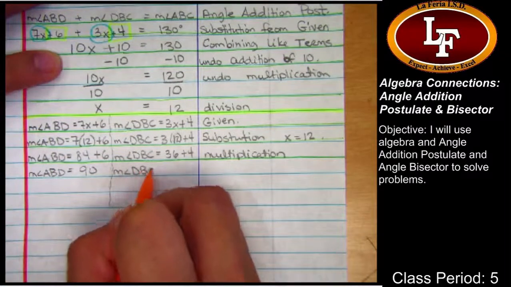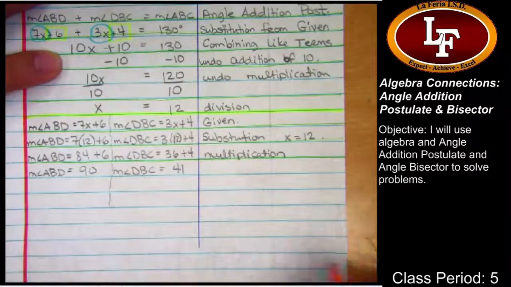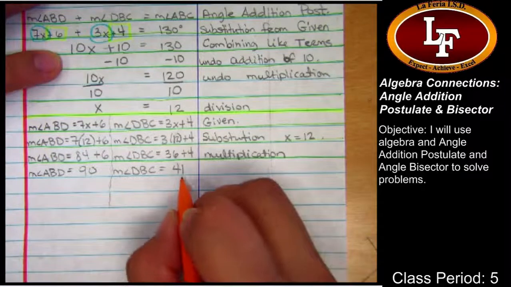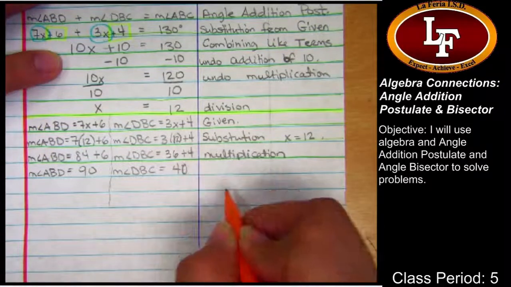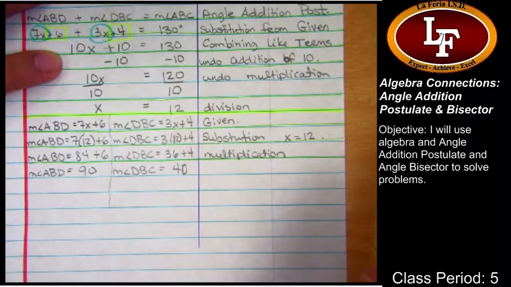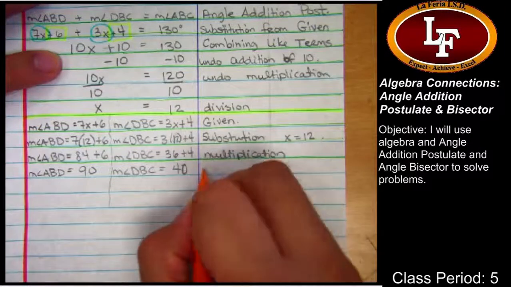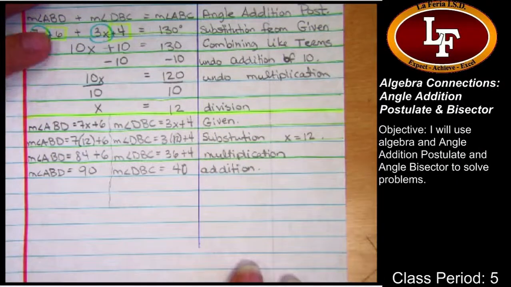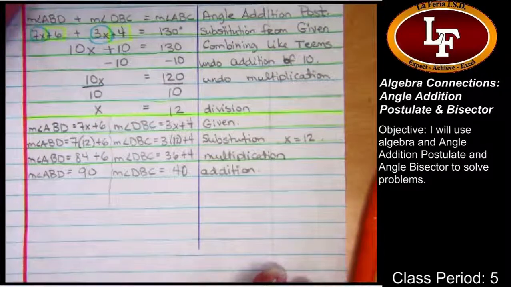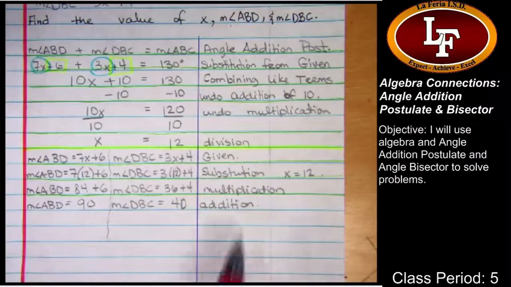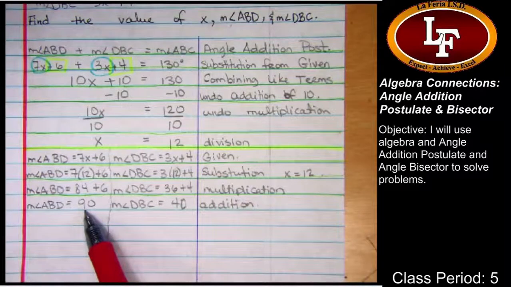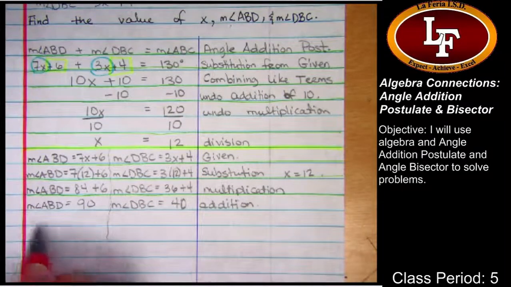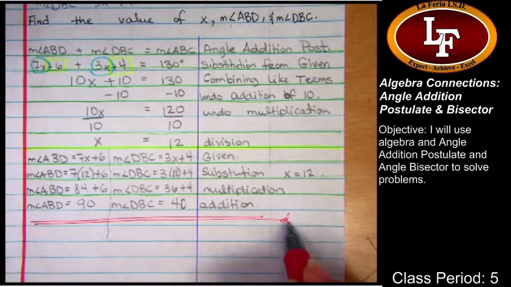90 and 40. Wait. 40? 40. Yes? 36 plus 4? That's 40. Okay. 6 and 4 is 10, and then you carry the 1. Got it. Awesome. I did everything they wanted me to do. I found the 3 values they wanted. There's the x, there's the ABD, here's DBC. So I am now done.